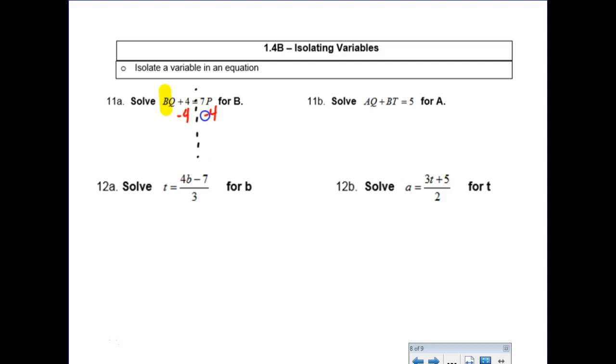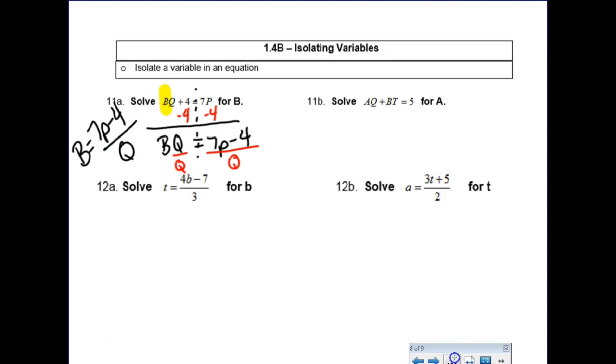If we subtract 4 from both sides, instead of simplifying this side over here, you're just going to write down what you see. So b times q now equals 7p minus 4. And then we're going to have one more step. Remember, we're trying to solve for b. So if we divide by q everywhere, we're going to be good. I'm kind of running out of room, but somewhere I'd write down b equals 7p minus 4 over q.